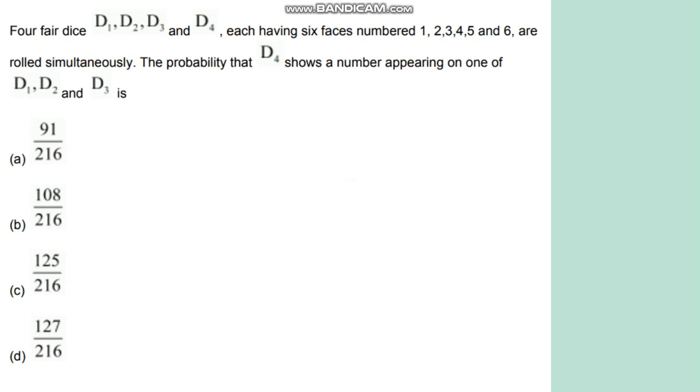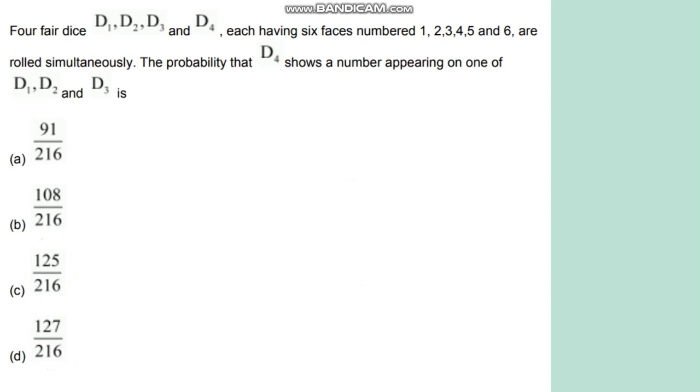It states: four fair dice D1, D2, D3 and D4, each having six faces numbered 1, 2, 3, 4, 5 and 6, are rolled simultaneously. The probability that D4 shows a number appearing on one of D1, D2 and D3. These are the four options: 91 by 216, 108 by 216, 125 by 216, 127 by 216. So let's start with the solving of the question.